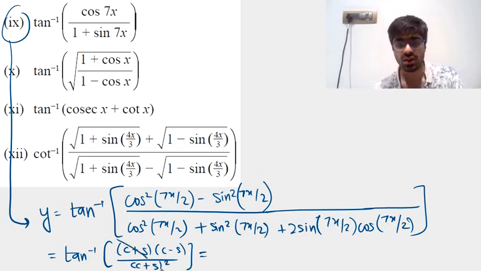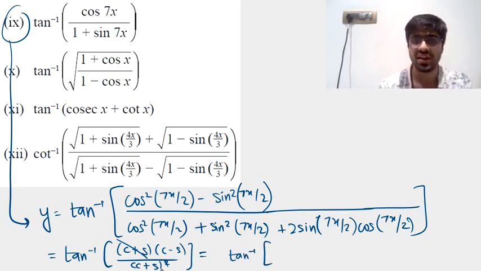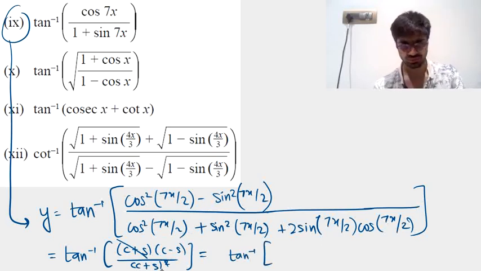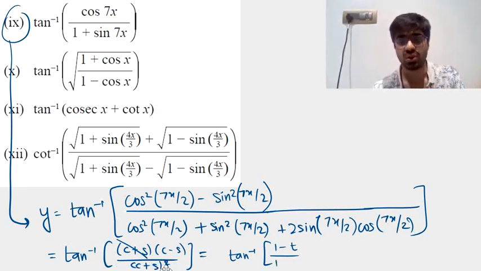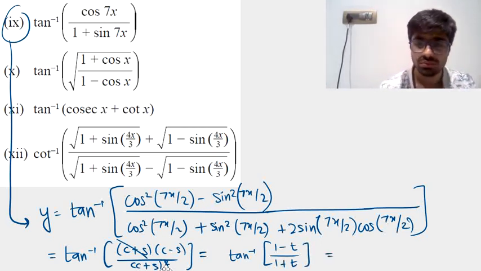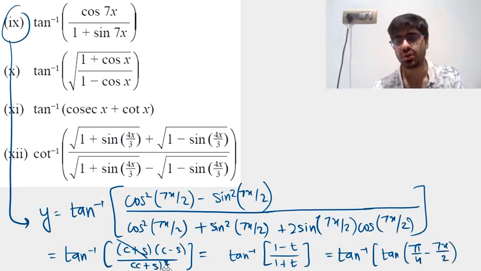So 1 cos plus sine in the numerator and denominator gets cancelled. We divide the numerator and denominator with cos 7x by 2. So in the numerator it becomes cos minus sine upon cos, that is 1 minus tan. And we divided the denominator also with cos of 7x by 2. So that gave us cos 7x by 2 plus sine 7x by 2 upon cos 7x by 2, which is 1 plus tan 7x by 2. 1 minus tan upon 1 plus tan, that is tan of pi by 4 minus theta, and that theta is 7x by 2.